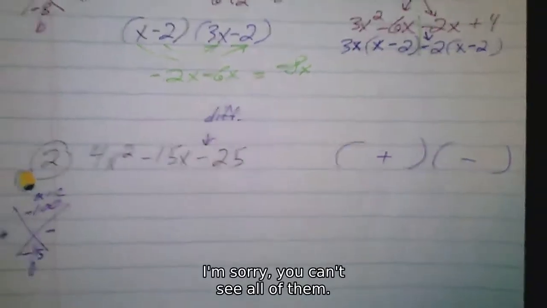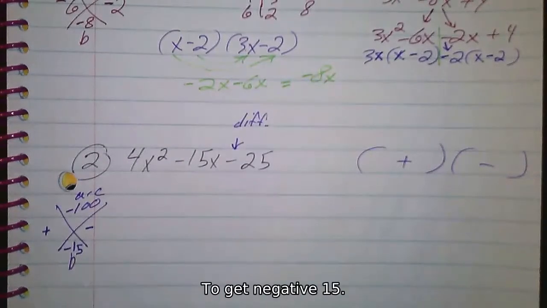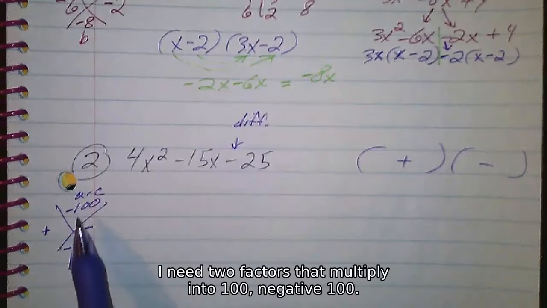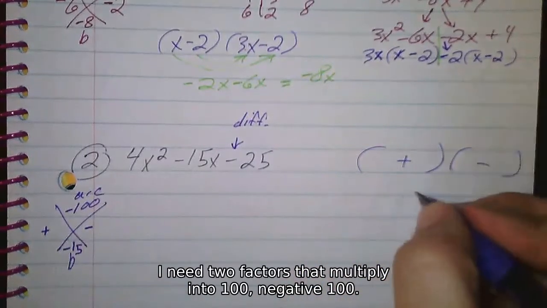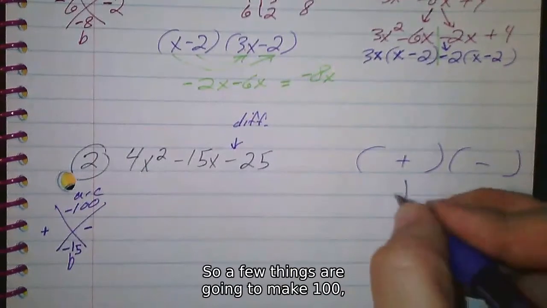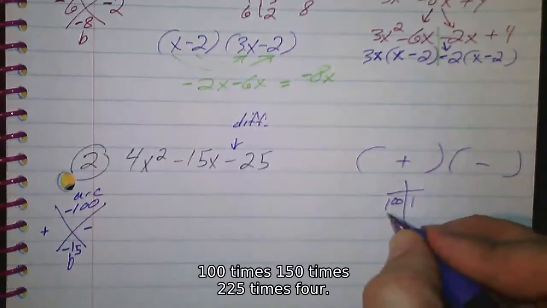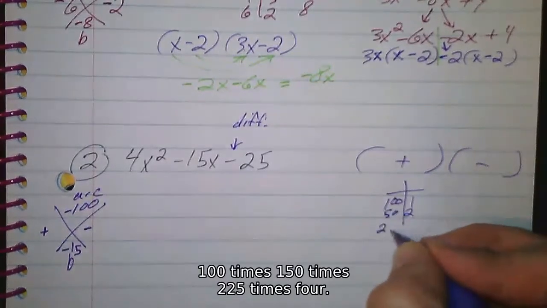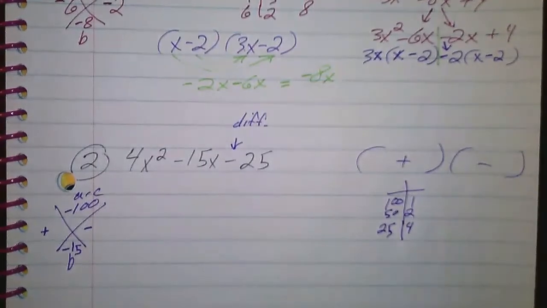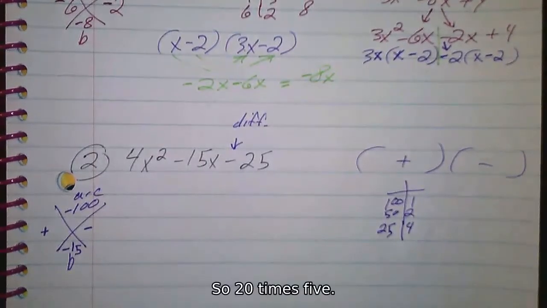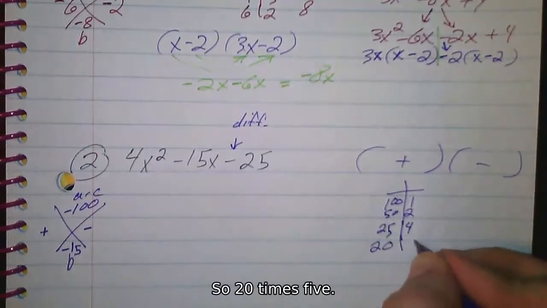I'm sorry, you can't see all of that. There we go. To get negative 15, I need two factors that multiply into negative 100. So a few things are going to make 100. There's 100 times 1, 50 times 2, 25 times 4. And 20 times 5.